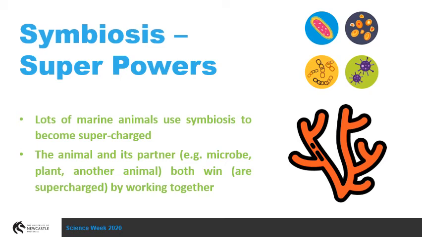So symbiosis is really the subject of this slide presentation. Symbiosis gives you superpowers and it makes you a super symbiont. So there's lots of marine animals that use symbiosis to become supercharged. So the animal and its partner, this could be a microbe such as a bacteria or a very small algal plant, a larger plant, another animal, they both win. They both give each other superpowers by working together.